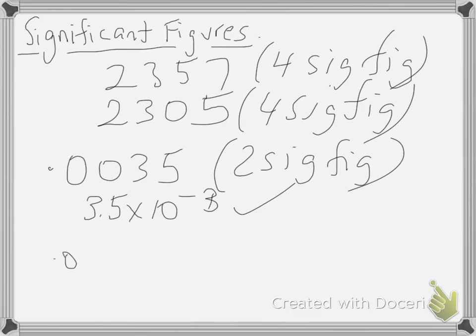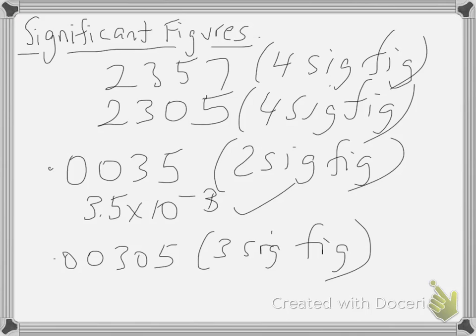Of course, again, if it's 0.00305, that is 3 significant figures. The 0 is between digits, so it is significant. But the more complicated thing is when you've got zeros on the end of a number, like 45,000, say. I can't tell whether those zeros are significant or not. You have to be told whether it's significant or not.